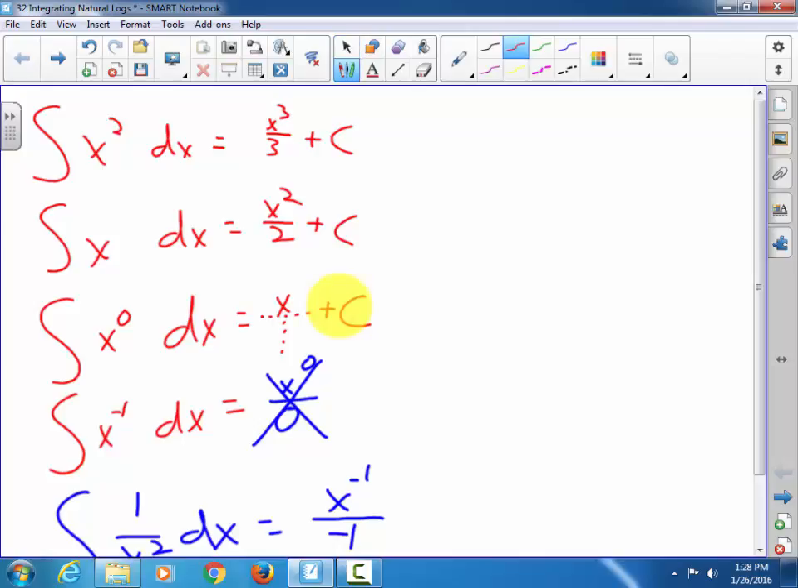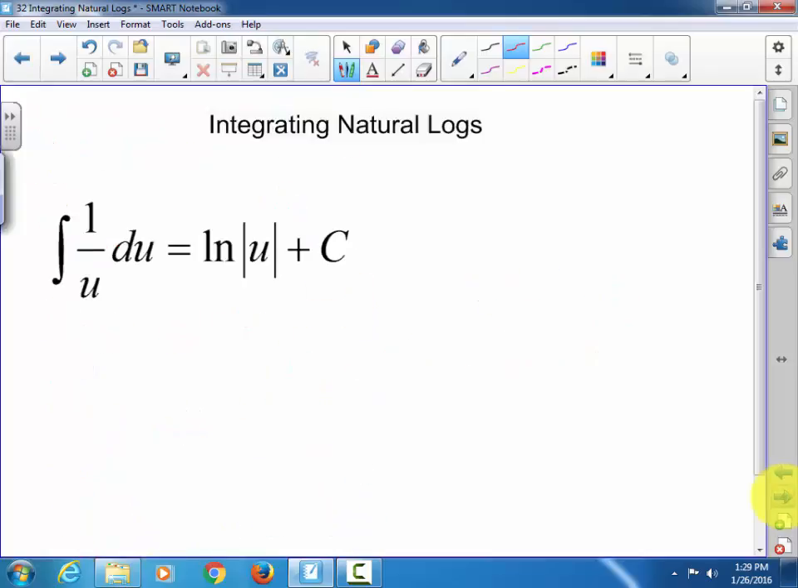So in order to solve this, we need to go back to our definition of an antiderivative, which is, what is a function whose derivative is 1 over x? And the answer to that is the natural log. So there's your definition, there's your rule to learn. It is the natural log. Now notice we did add in the absolute value bars around the argument.